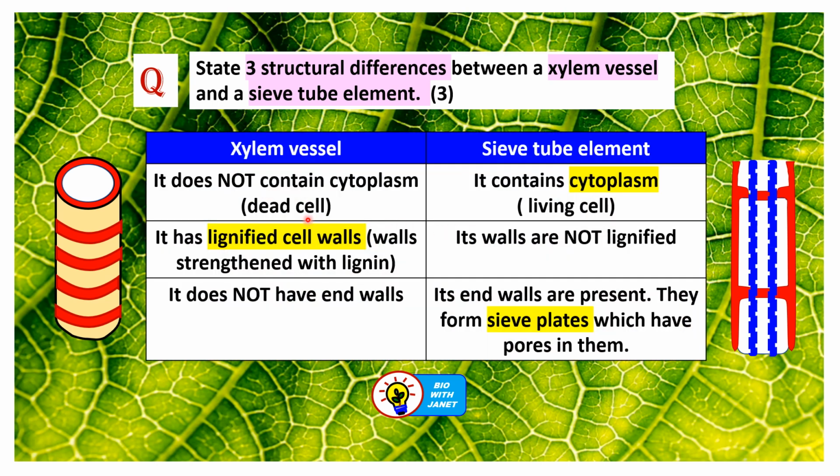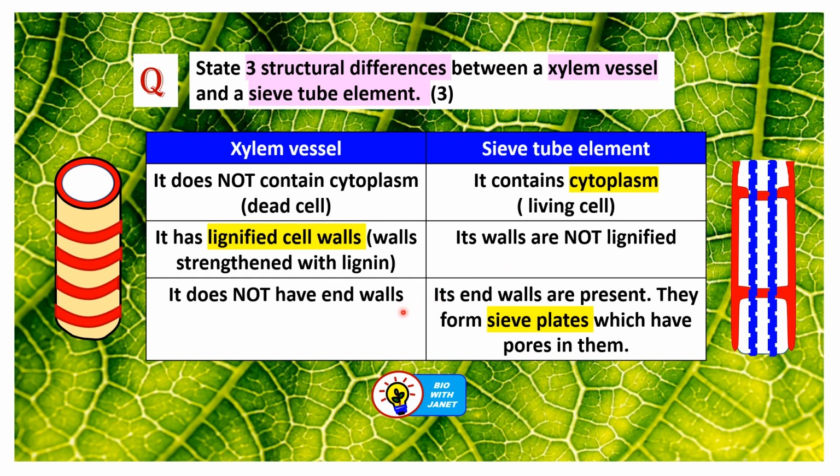Okay, the first difference is xylem vessel does not contain any cytoplasm. It's a dead cell. Sieve tube element is a living cell that contains cytoplasm. Okay, so the keyword is cytoplasm. Secondly, xylem vessels have lignified cell walls. That means the walls are strengthened with lignin. But sieve tube elements do not have lignified cell walls. Okay, they don't have lignin in their cell walls.